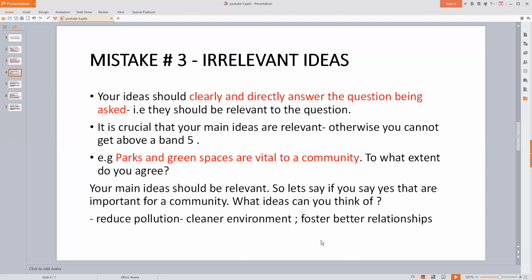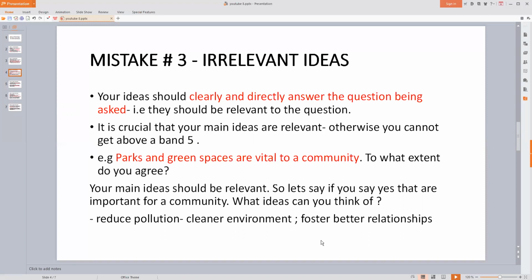Mistake number 3, irrelevant ideas. Guys, remember this. Your ideas should clearly and directly answer the question that is being asked. In other words, your ideas should be relevant to the question. Now, this is very crucial, and you might ask me why. Because according to the mark scheme used by the IELTS examiners, you can't get above a band 5 if your ideas are irrelevant. Remember that. I'm going to give you an example to make you understand what I mean.